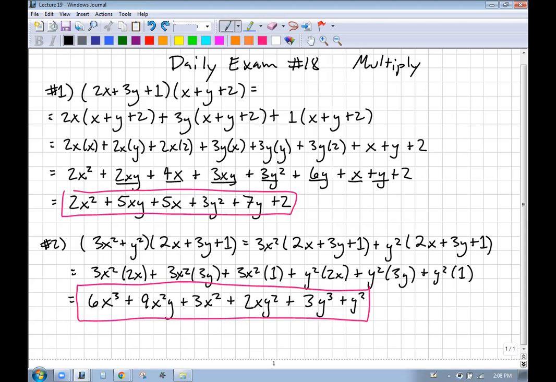2x times x is x squared. 2x times y is 2xy. 2x times 2 is 4x. 3y times an x. 3y times a y. 3y times a 2. 1 times x. 1 times y. And a 1 times 2 down here. So soon you'll be able to go straight to that step.